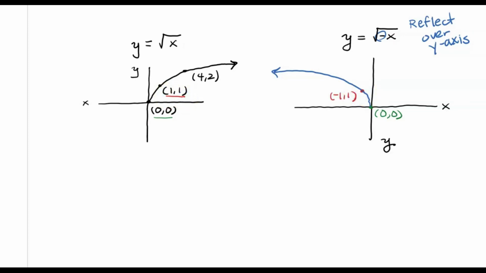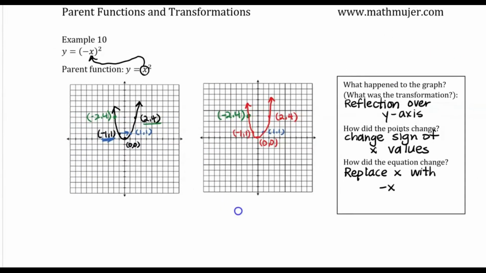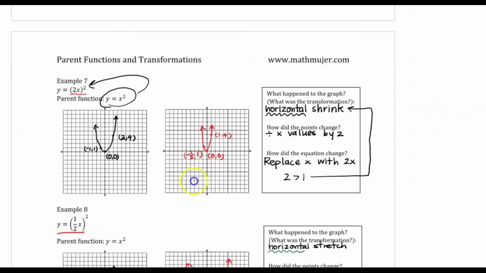There we have the x value changing signs when we reflect over the y-axis. The point 4, 2 is no longer on the graph. 4, 2 was over here. That's not on the graph anymore. The new point on the graph is the point negative 4, 2. There again, we have the x value changing signs. So that summarizes our very last transformation.